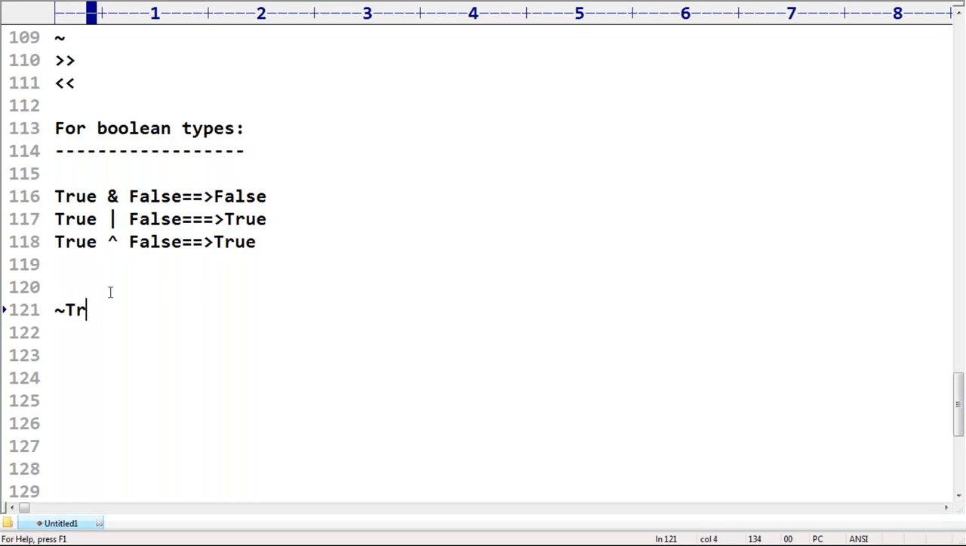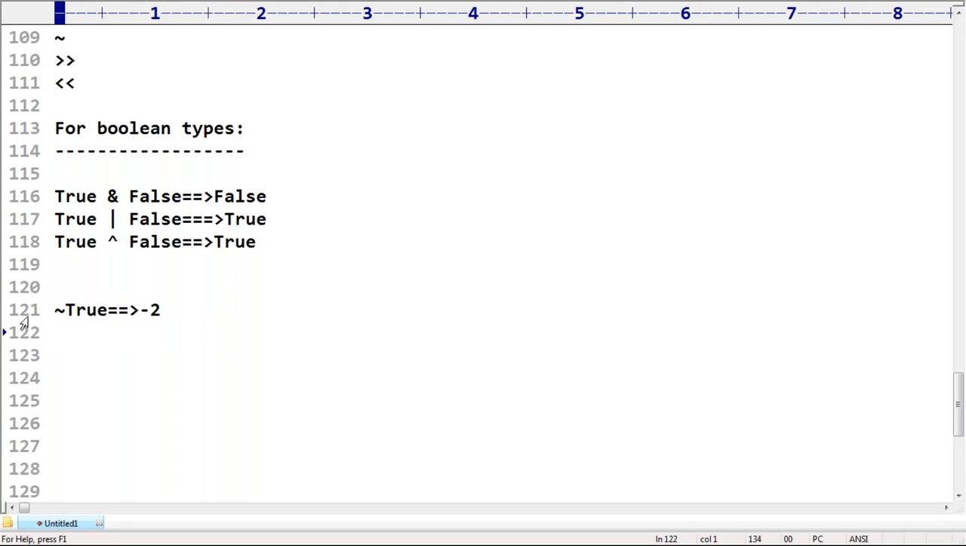Listen to this one, don't get shocked. Negation of true. What is the answer? Immediately you have to tell. Negation of true, what answer are we going to get? 100% sure, the answer by default is -2. Remember, it's not false. If it is not true, it is false.